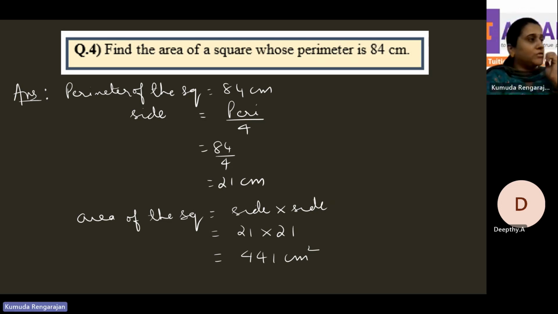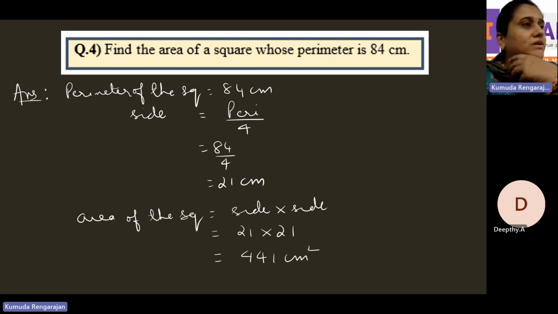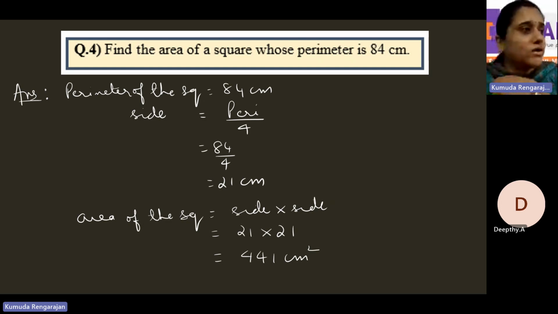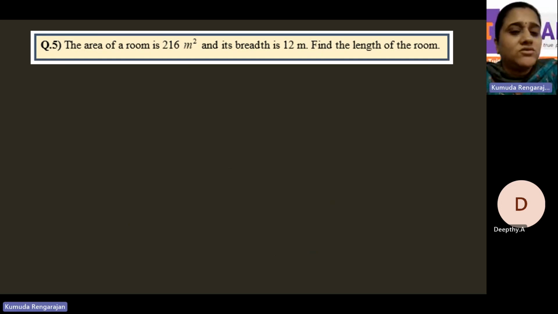Finished, all of you? So perimeter of the square is given. From perimeter, you can find the side of the square, correct? Perimeter is 84. So each side of the square will be perimeter divided by 4. 84 divided by 4, 21 centimeters. So now you have the side of the square. How do you find the area? Side into side. 21 into 21, 441 centimeters square. Yeah, try this one. Take down this question.